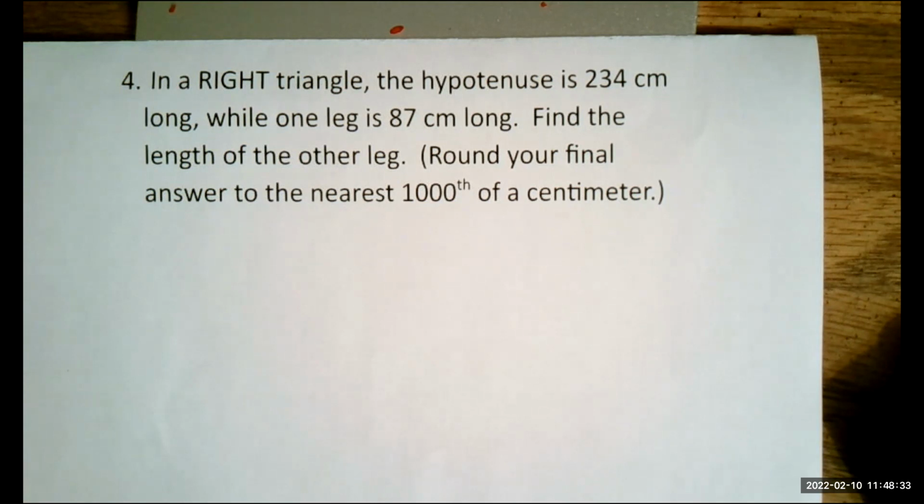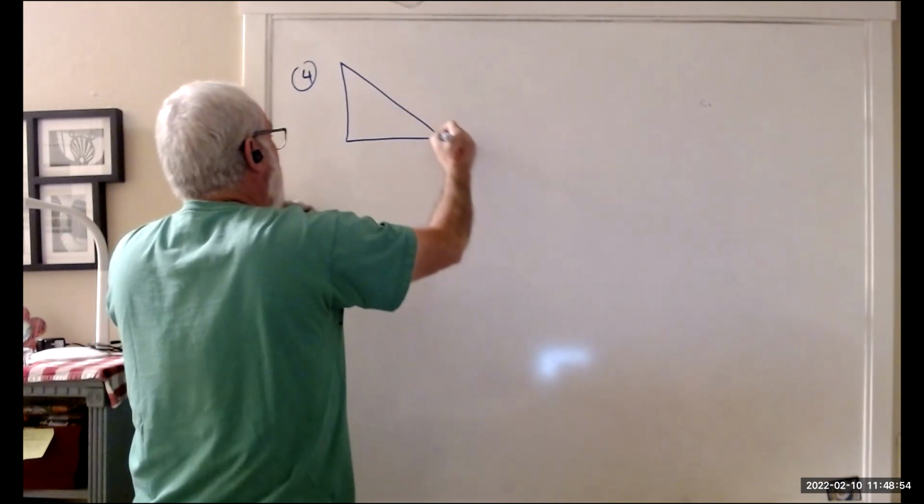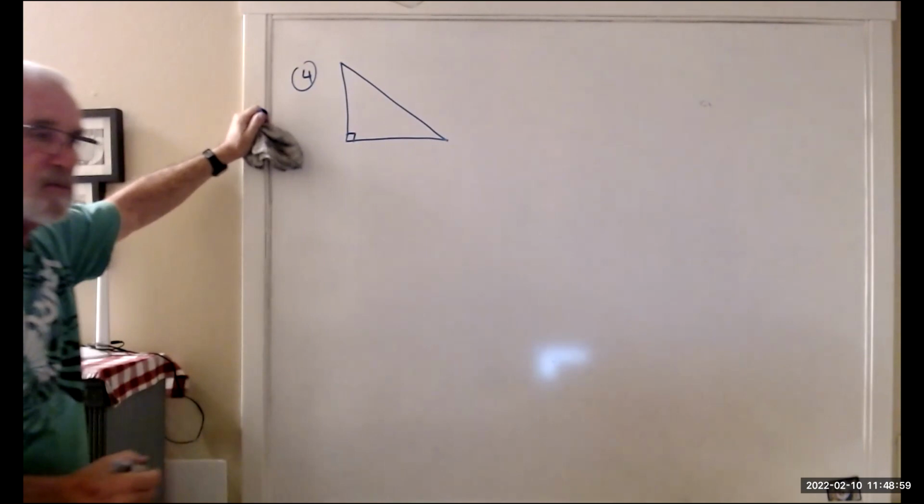So let's switch back to my whiteboard. In a right triangle, now the reason I highlighted problem number four is a right triangle is a special kind of triangle. It's got a 90 degree angle there. Right means right angle or 90 degrees. Okay, so there's my drawing.